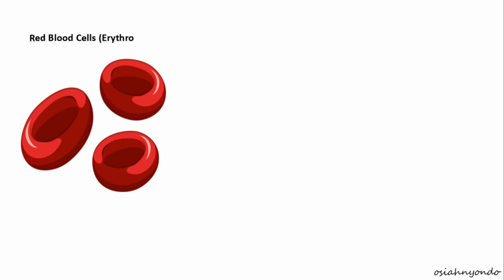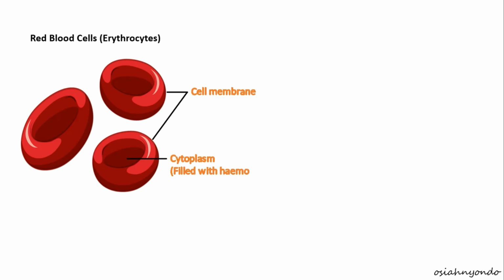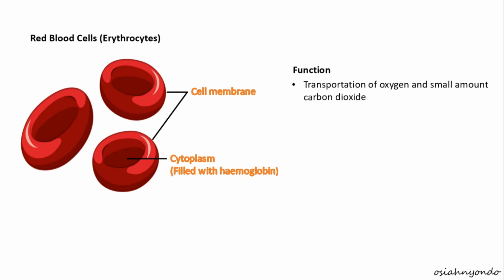Red blood cells, also known as erythrocytes. The outermost layer is a cell membrane. The central section of this cell is a cytoplasm, which is filled with hemoglobin. Let's look at the function. Transportation of oxygen and small amount of carbon dioxide around the body.